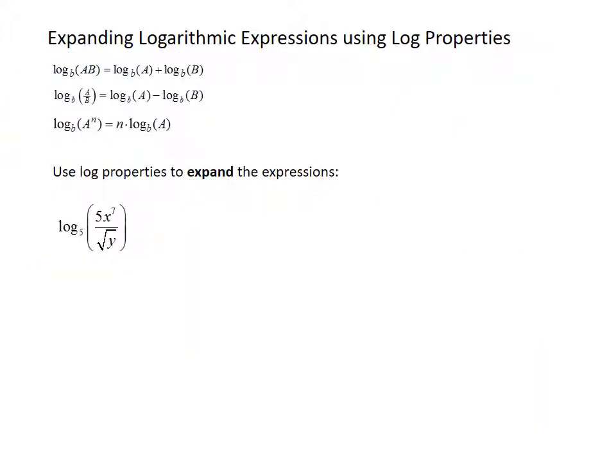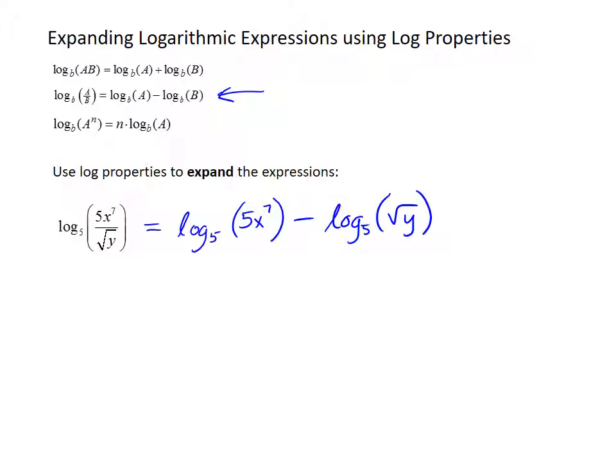Let's do one more example. Here we still have the log properties listed. Our example is going to be log base 5 of 5 times x to the 7th all over the square root of y. So when we look at this expression, what we have is a fraction. So let's start with using this middle log property to break the fraction up. So log base 5 of the numerator minus log base 5 of the denominator.